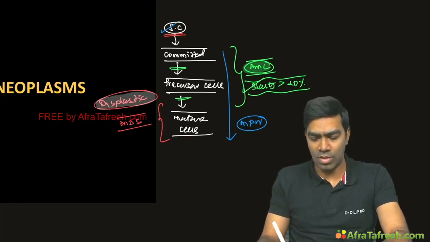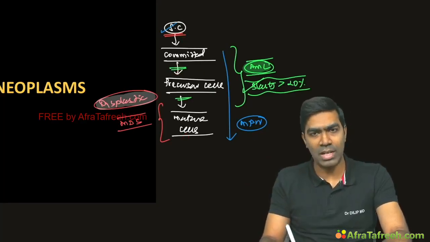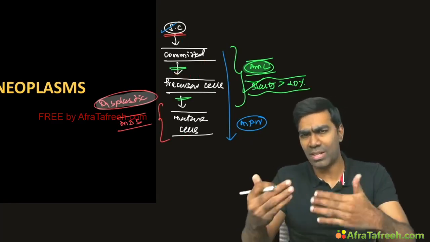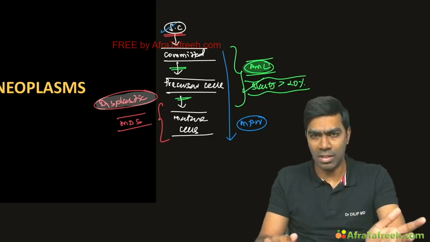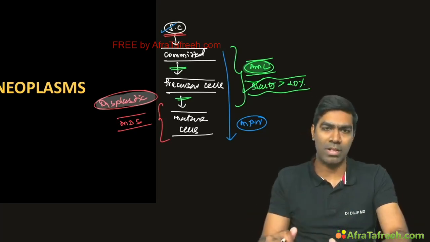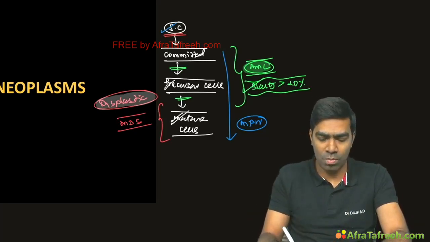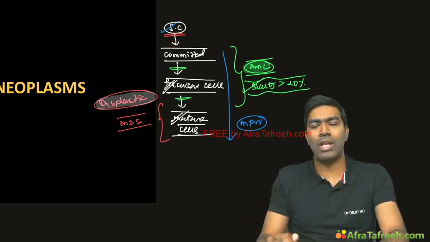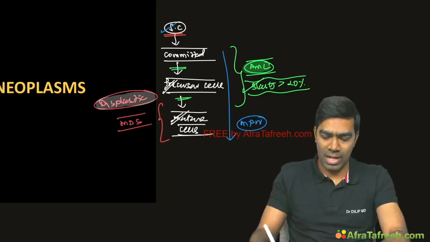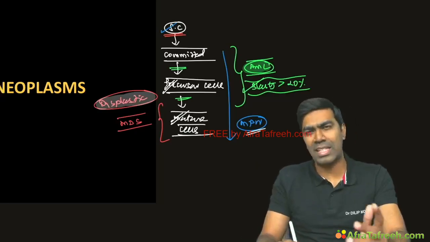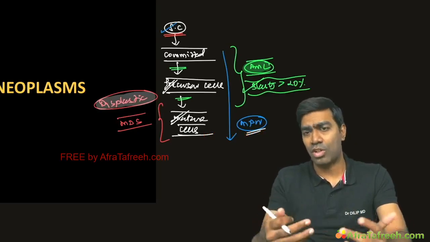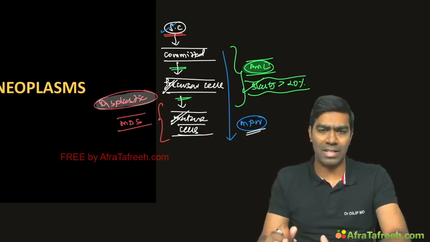In this situation you will also see some blasts, because there will be increased proliferation of these precursor cells as well. So there will be a slight increase in the number of blasts, but still the blast count will be less than 20%. You're going to see more and more precursor cells and mature cells, especially the mature cell number will increase. So that is myeloproliferative neoplasm. The classic example is CML, chronic myeloid leukemia, or essential thrombocytosis. These are classic examples of myeloproliferative neoplasms.